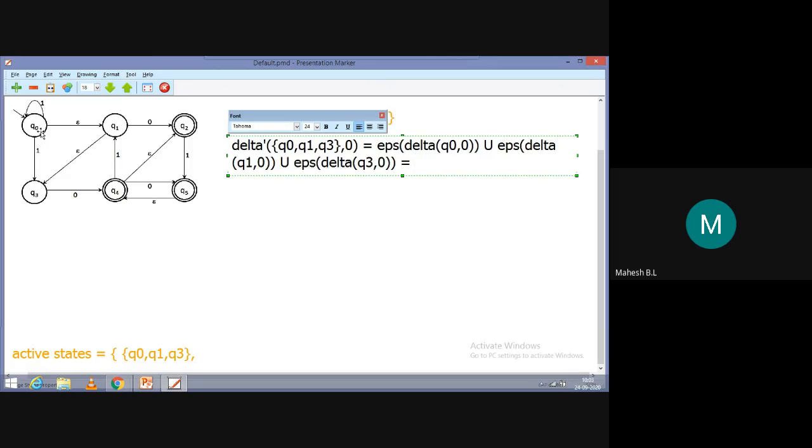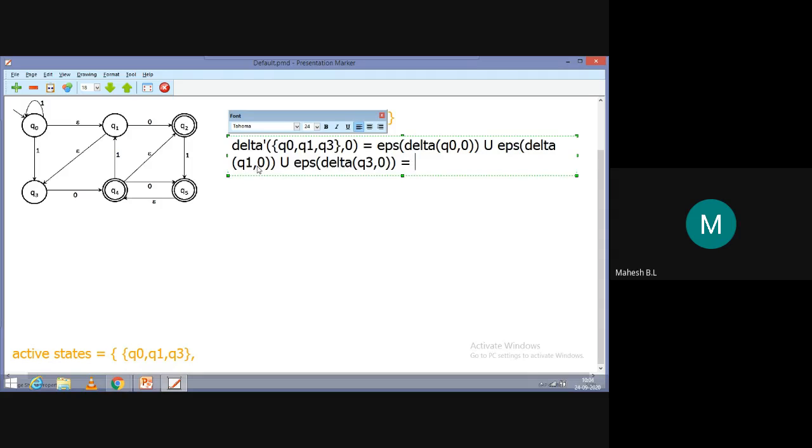What is delta of Q0, 0? Is it defined? For q naught, transition is not defined on 0. So you can neglect that.